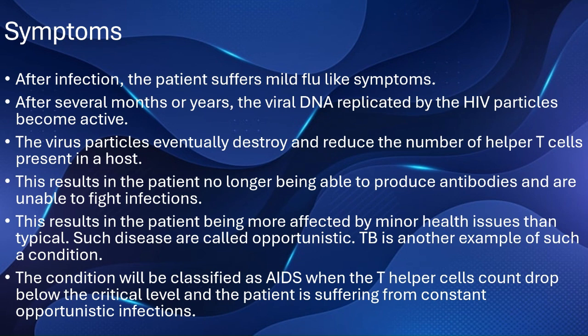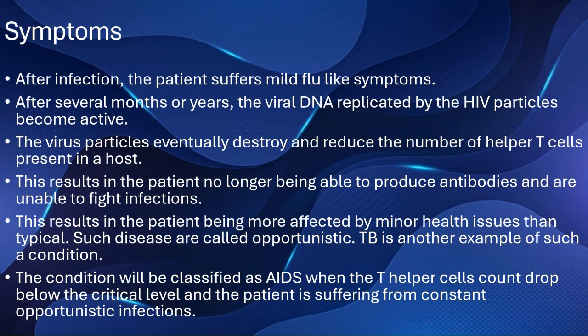And this results in the patient being more affected by minor health issues than typical. And such diseases are called opportunistic. And TB is also another example of such a condition. The condition will be classified as AIDS when the T helper cell count drops below the critical level and the patient is suffering from constant opportunistic infections. Again, if you see a graph with the T helper cells dropping below the critical level, you can infer that the patient now has AIDS.